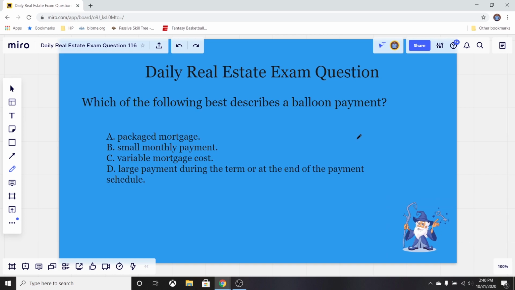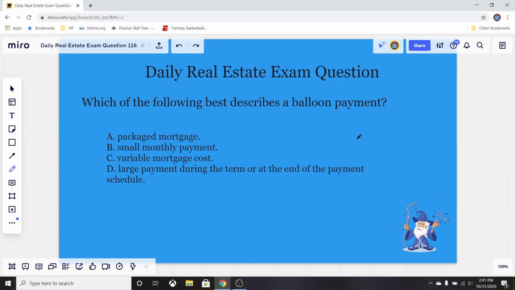So today's question has to deal with loans and mortgages. Let's take a look at it. The question states, which of the following best describes a balloon payment? And it gives us four options. A, packaged mortgage. B, small monthly payment. C, variable mortgage cost. Or D, large payment during the term or the end of the payment schedule.